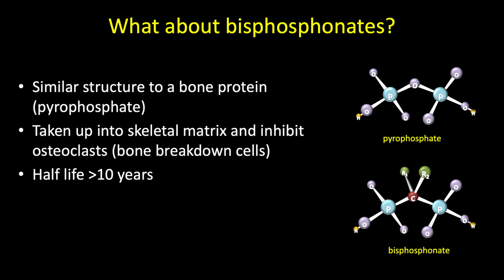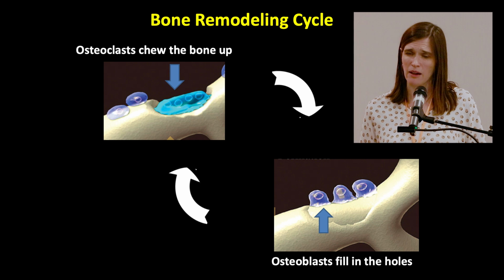So bisphosphonates are a type of medication that tries to mimic a bone protein called pyrophosphate. It essentially tricks the body into taking the medication up into the bone, and once it gets into the bone matrix, it inhibits osteoclasts, or bone breakdown cells. Because it's incorporated into the skeleton, it has a very long half-life, more than 10 years. And this is basically how it works.